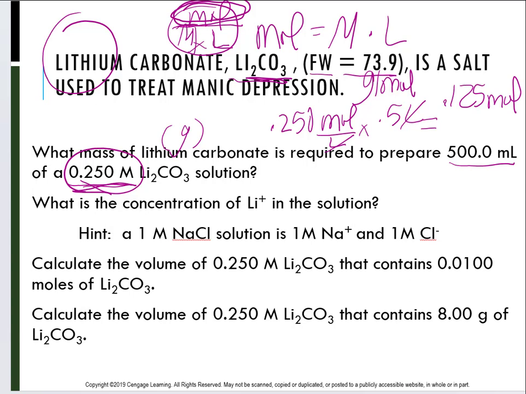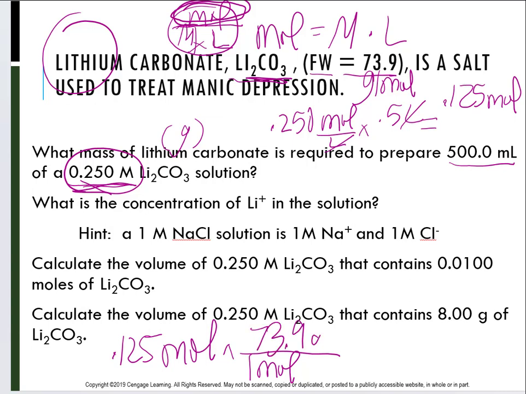And then to find out how many grams of lithium carbonate that is, I'm going to take 0.125 moles. And remember the formula weight that they gave us. So I've got to have moles on the bottom: 1 mole of lithium carbonate is equal to 73.9 grams of Li2CO3. I always tell you to write your units. Let's get my calculator out, and I'm going to do 0.125 times 73.9. And I get 9.2375.